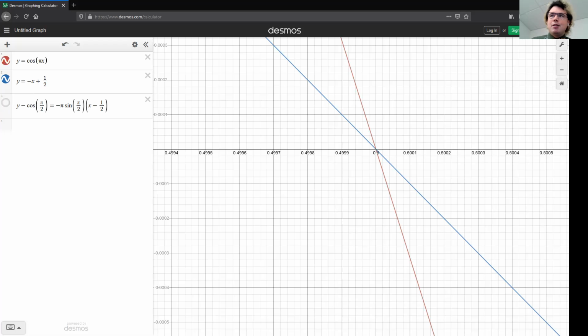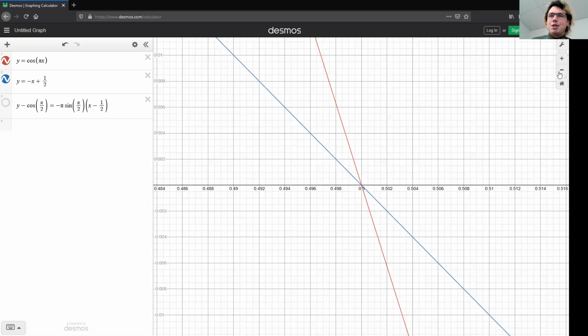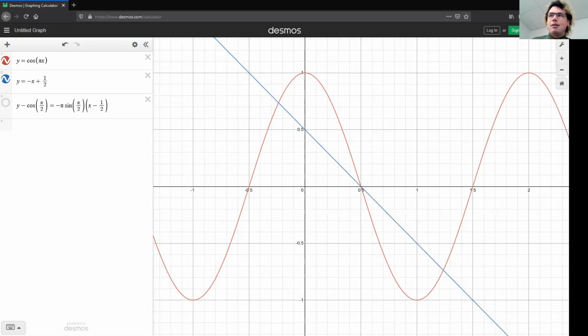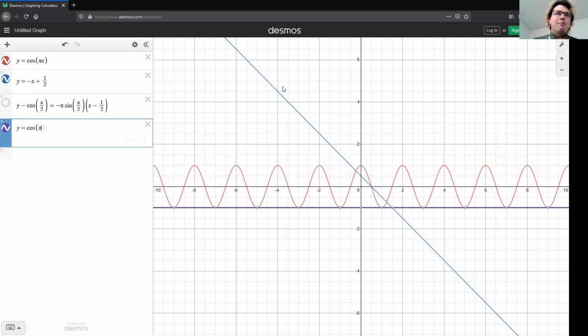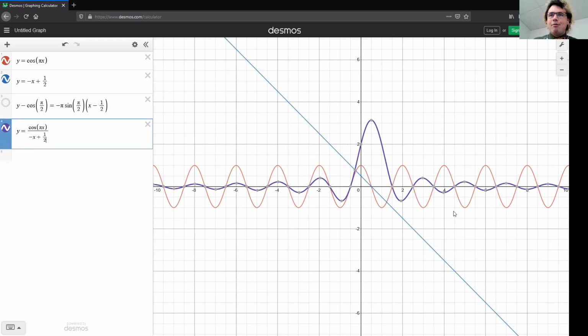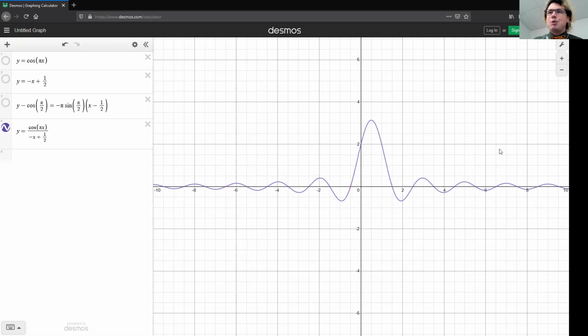I will look at my original two functions again. So in red, I've got cosine of pi x. In blue, I've got minus x plus a half. And, you know, I could just graph the quotient of these two things. Cosine of pi x all divided by minus x plus 1/2. And so here it is in purple, the graph of that quotient.